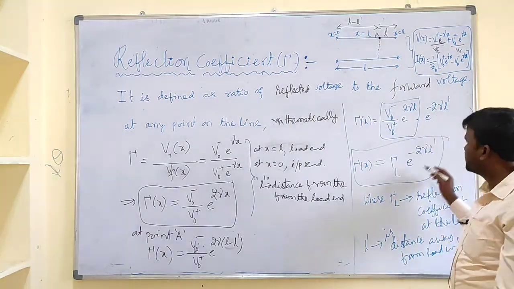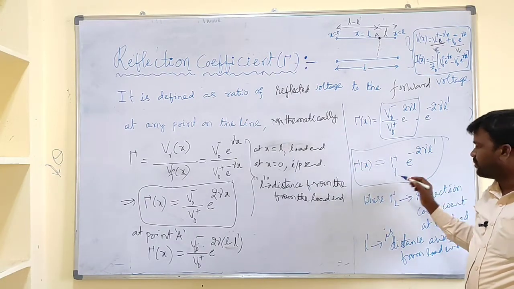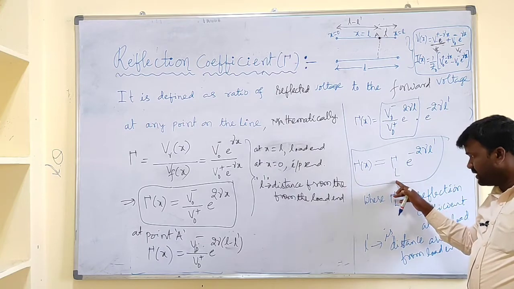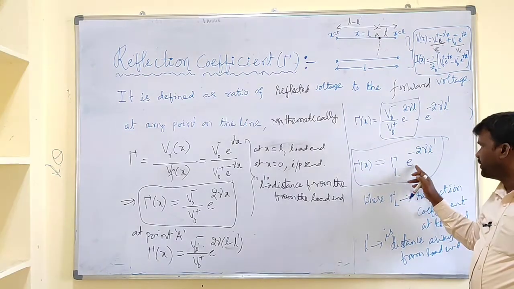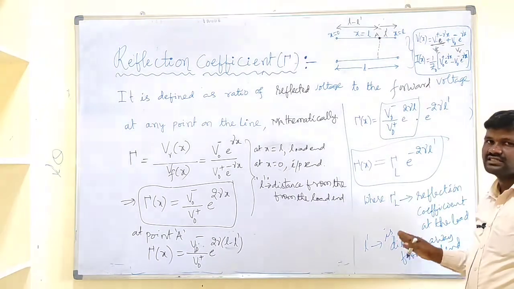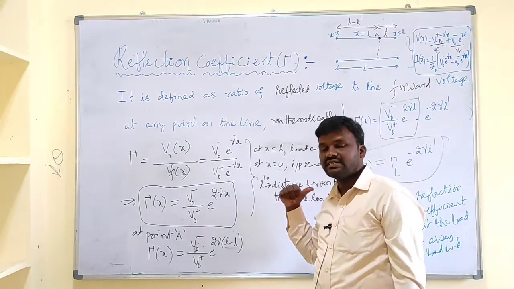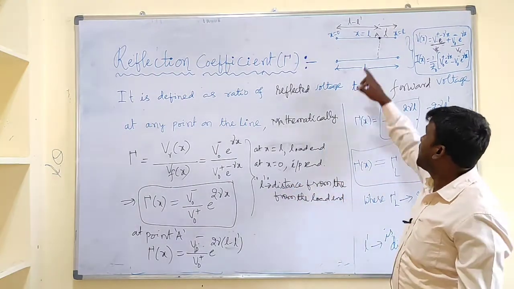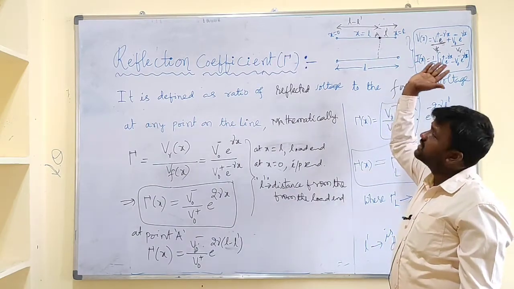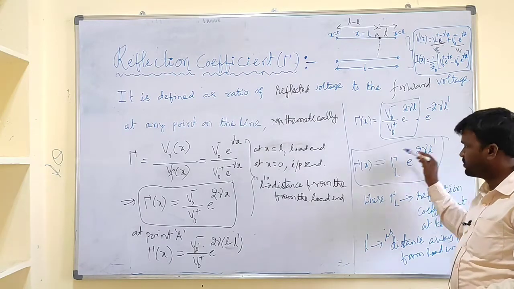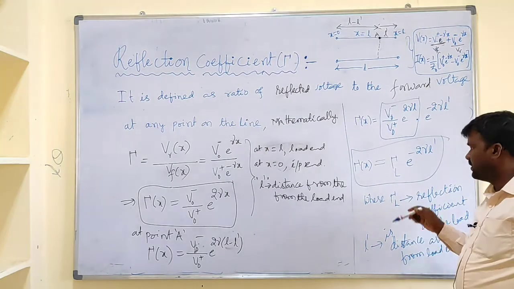Finally we got this: the reflection coefficient at any point is the reflection coefficient at the load end into e to the power minus 2 gamma L dash. L dash is the distance away from the load end. This point A is L dash distance away from the load end. So this is all about the reflection coefficient at any point on the line.